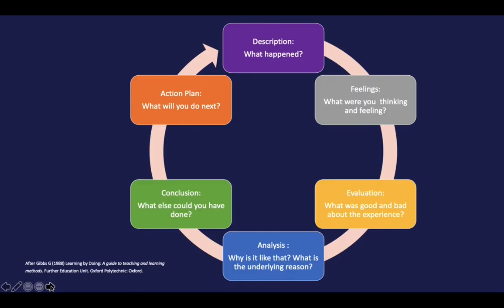So there's a number of different reflective models out there that you will come across. Driscoll's one, Borton is another, Gibbs is probably the most widely used, and it's a favourite of mine personally because it actually gives you a step-by-step cycle of what you need to look at when you're analysing a critical incident. Okay, so Gibbs's model here, as we can see, has 6 different stages.